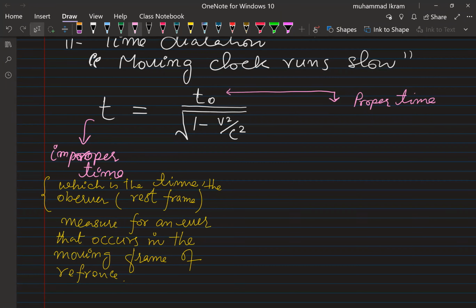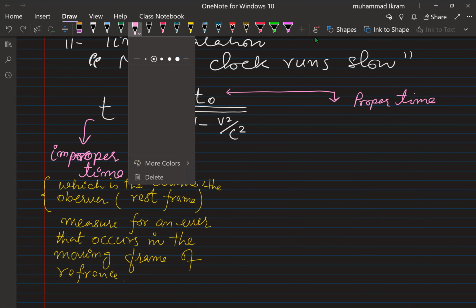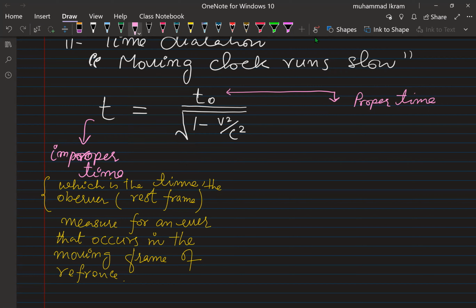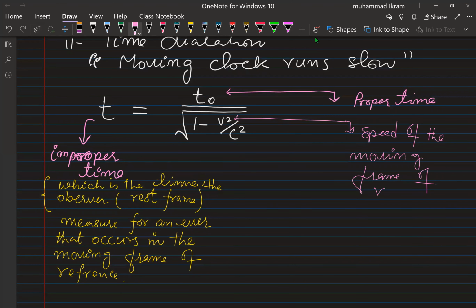Now here we have v, which is the speed of the moving frame of reference, and c is the speed of light, which is equal to 3 into 10 raised to the power 8 meters per second.